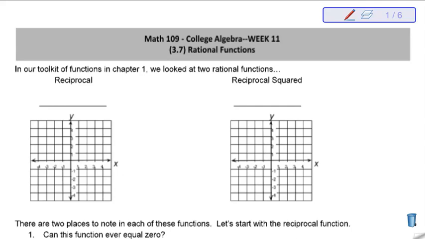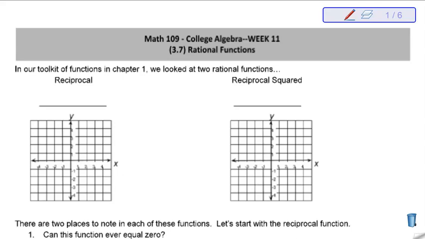Section 3.7, where we're going to be looking at rational functions. We're going to look at all kinds of different characteristics of those. First, looking at the specific reciprocal functions, and then we're going to evolve into doing some intercepts, asymptotes, and to figure out where there are holes in our graph for other rational functions.